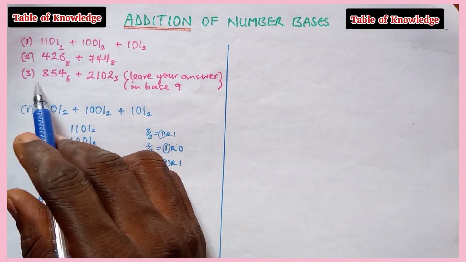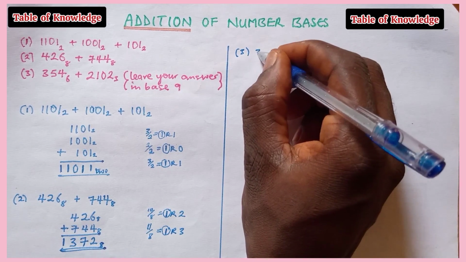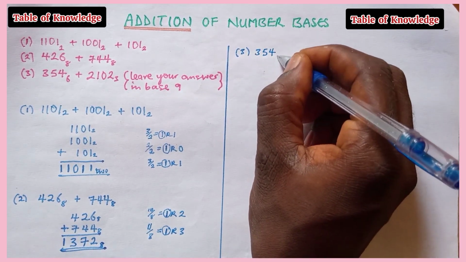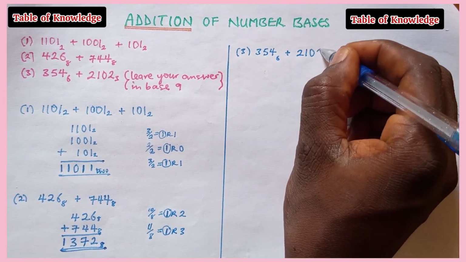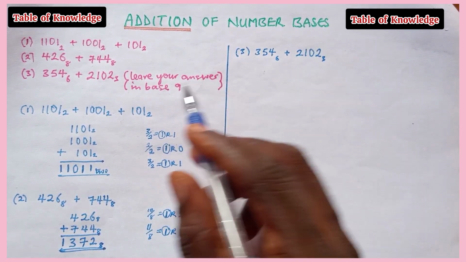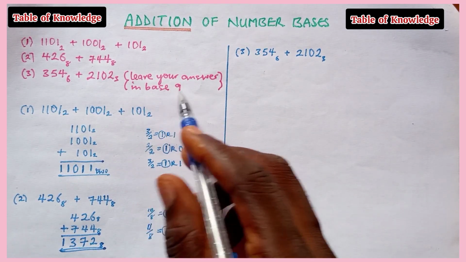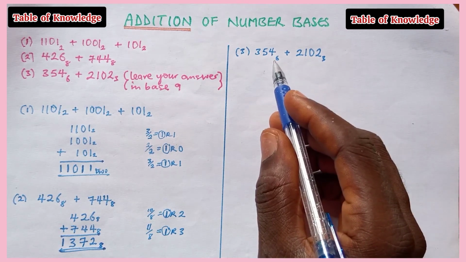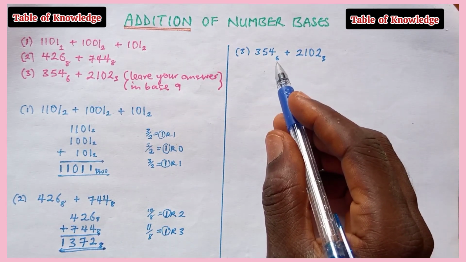So let's consider number 3, where we have 354 in base 6 plus 2102 in base 3, and we have been asked to leave our answer in base 9. If you look at this question, the set of numbers have different bases. This is base 3 and this is base 6.